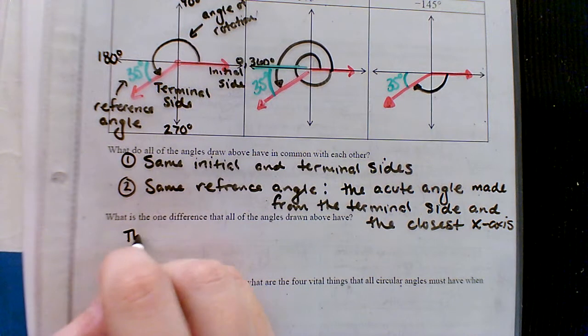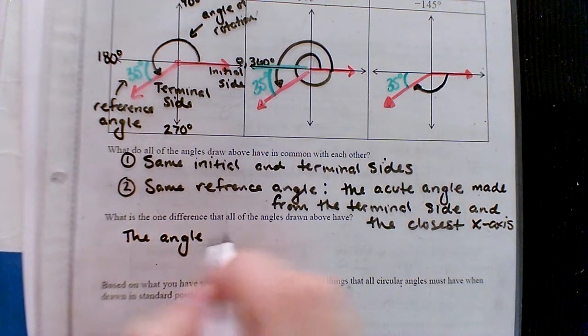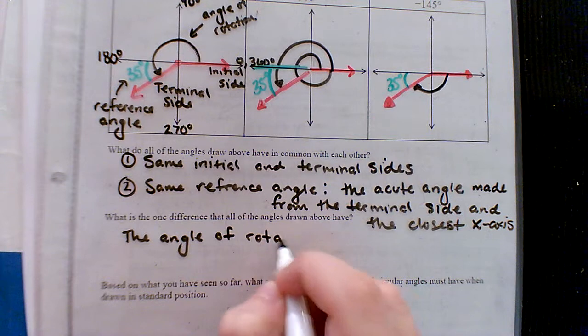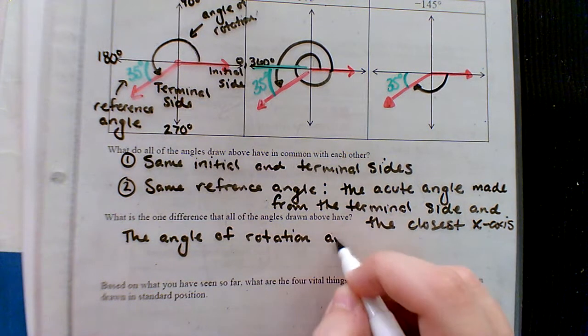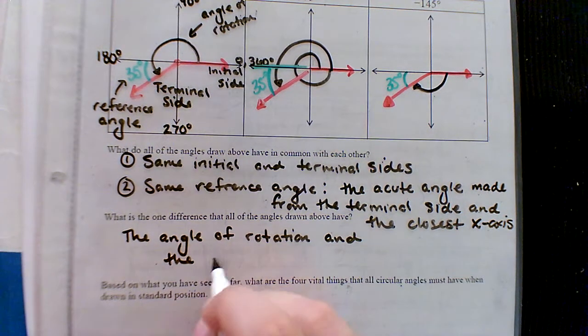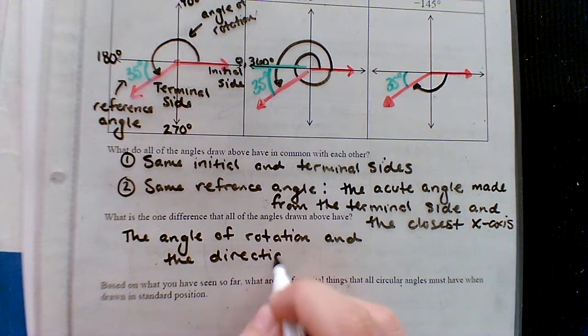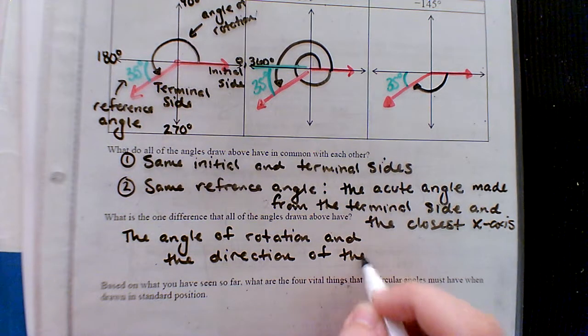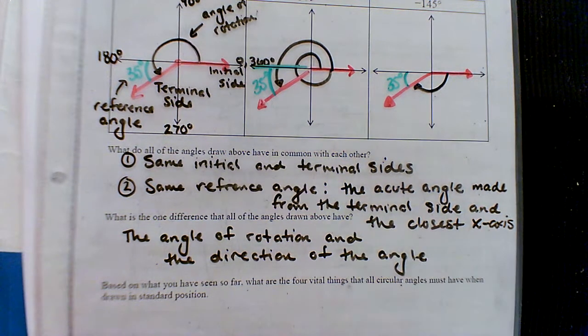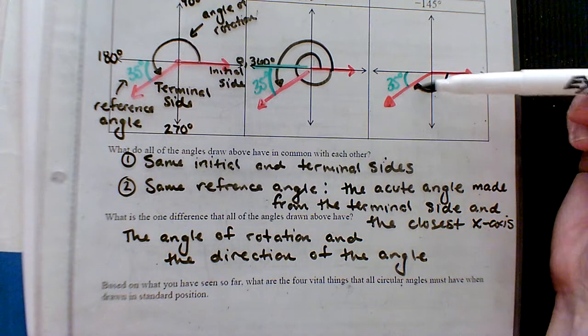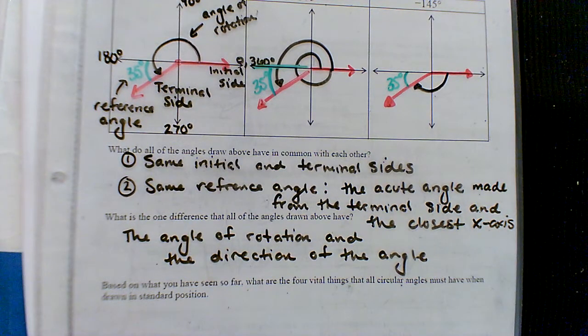So a difference might be the angle of rotation and the direction of the angle. Okay, if it's a positive angle, we go counterclockwise. If it's a negative angle, we're going clockwise, aka down from that initial side. We doing okay so far with the words?